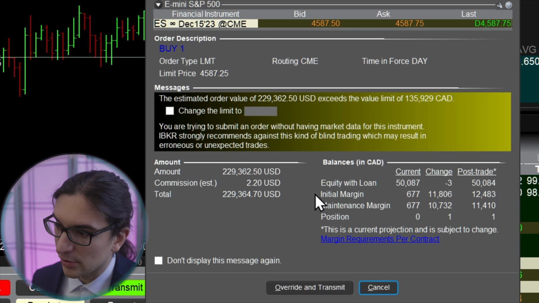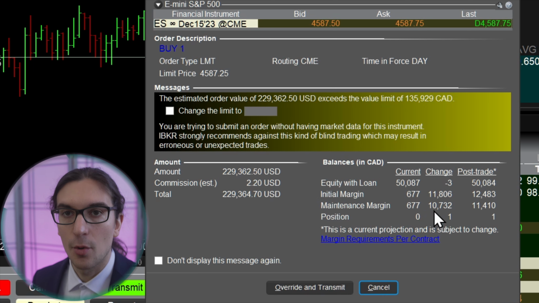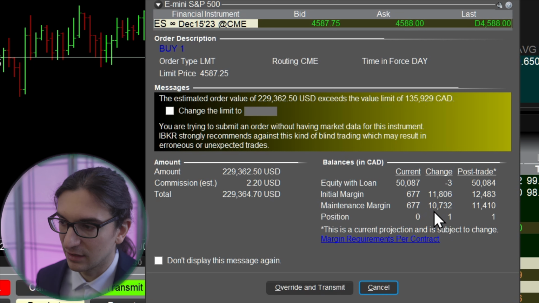So as an example here, look on the right side, this is where you see your margin impact for the position that you are about to put on. I'm going to show you some more examples of this as the video goes on.